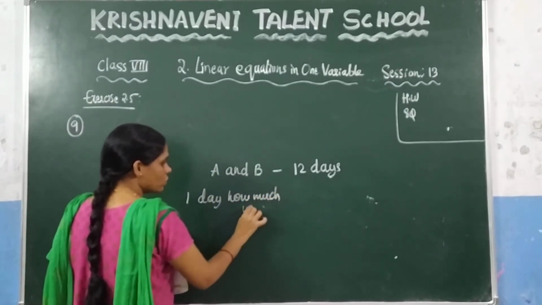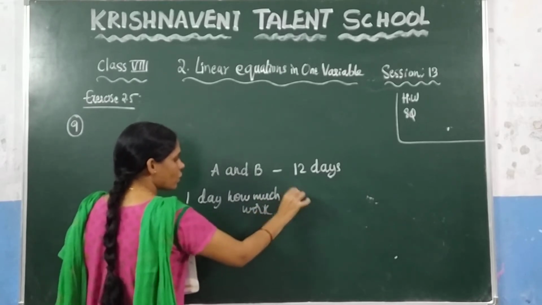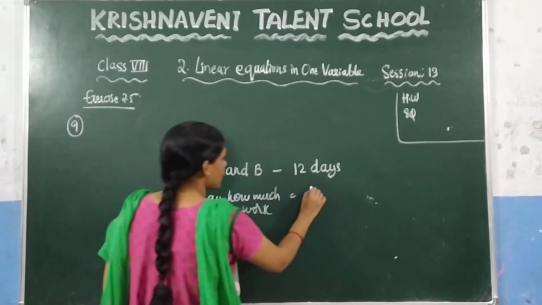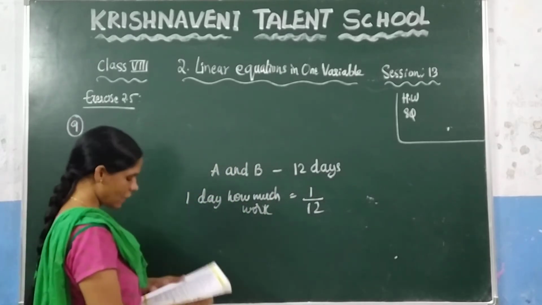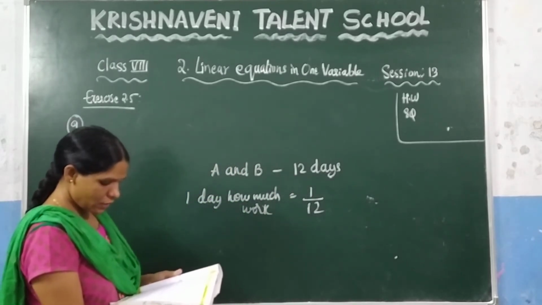What we need to do? Just take the reciprocal of this value. In 1 day, he will complete 1/12 of the work, right? And after that, similarly, they have given here the next one, A alone.